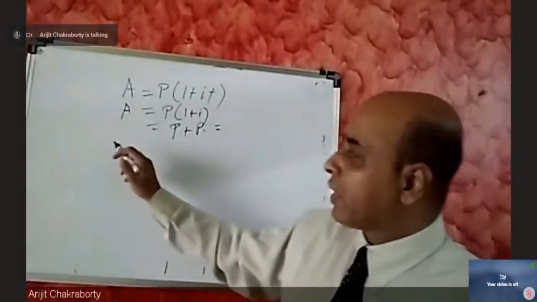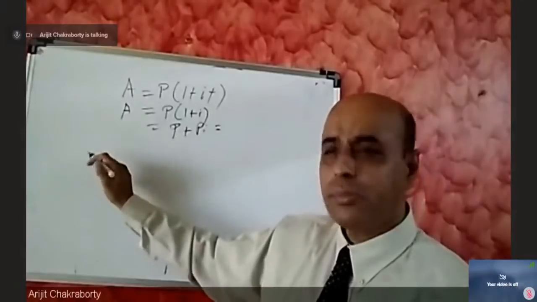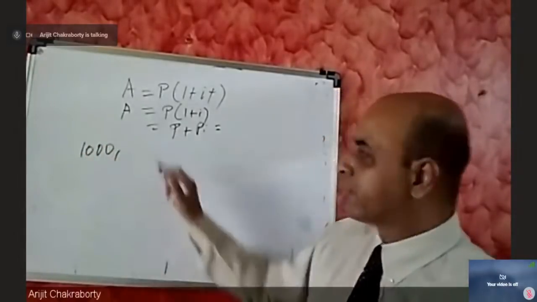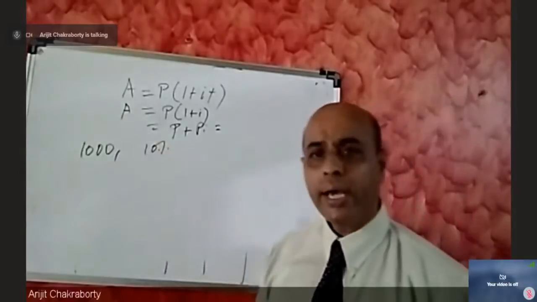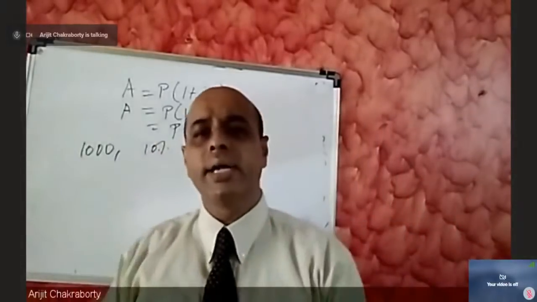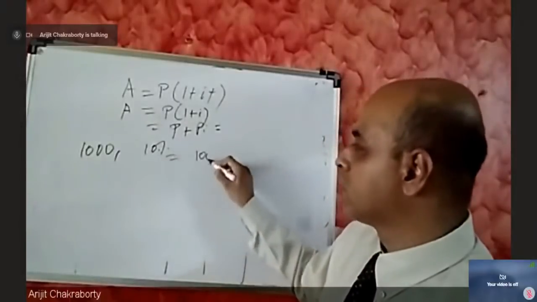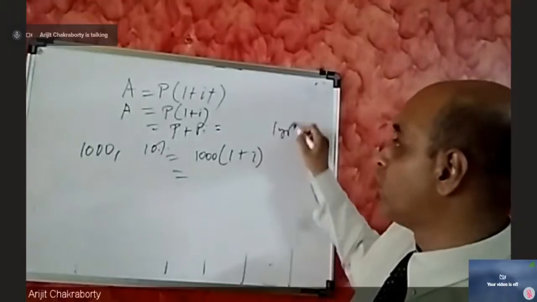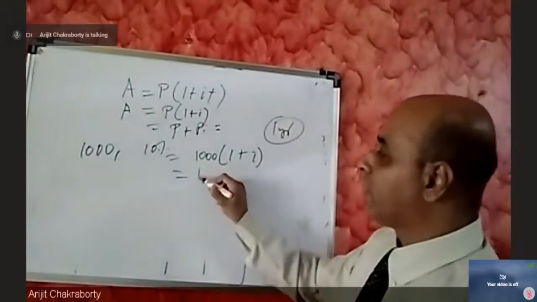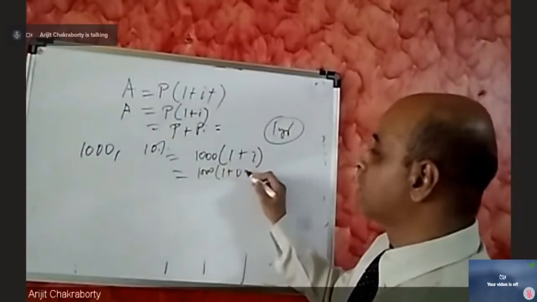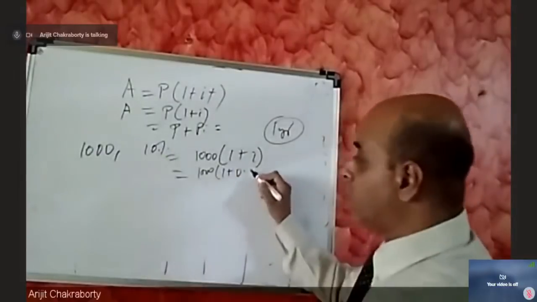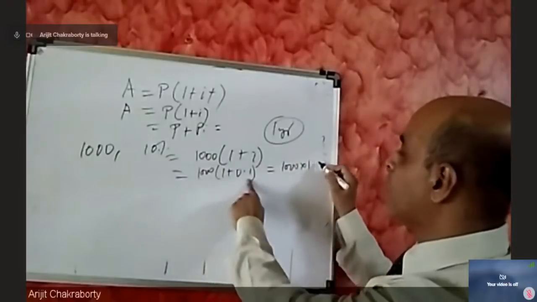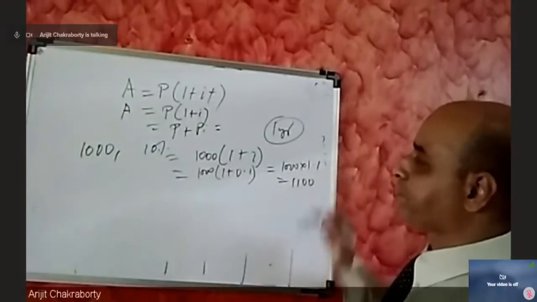Now, at the end of 1 year, let us take in this way, I have 1,000 rupees. Interest rate is 10%. Okay, so how much do I get at the end of 1 year? I get 1,000 into 1 plus I, at the end of 1 year. So I get 1,000 into 1 plus 0.1. 10% means 0.1. And this gives me how much? 1,000 into 1.1, that is 1,100.